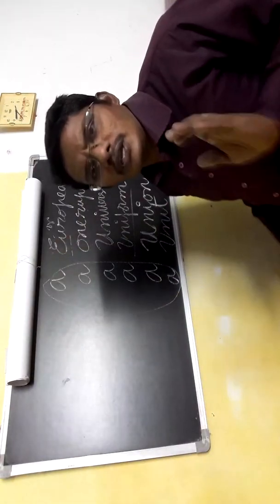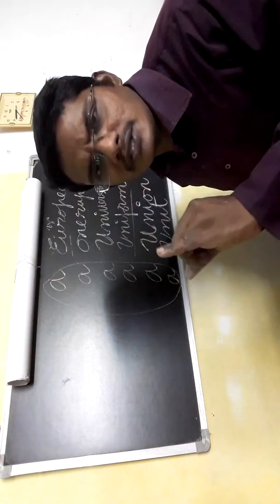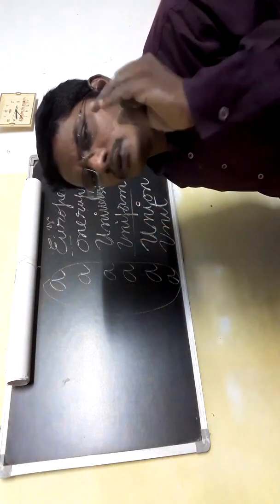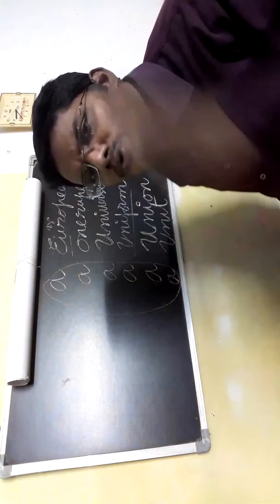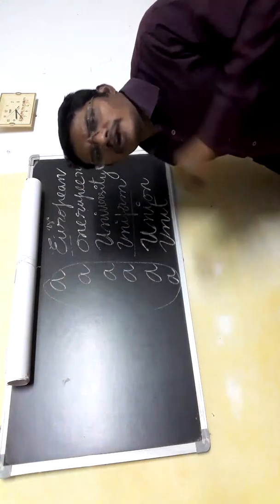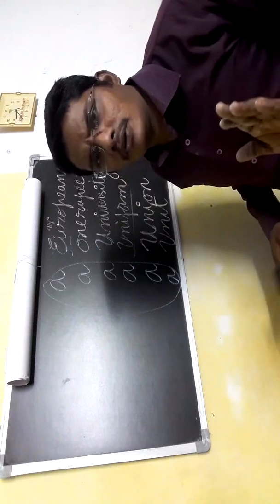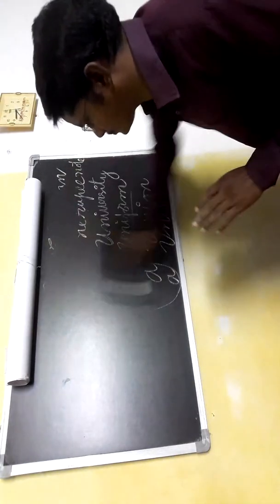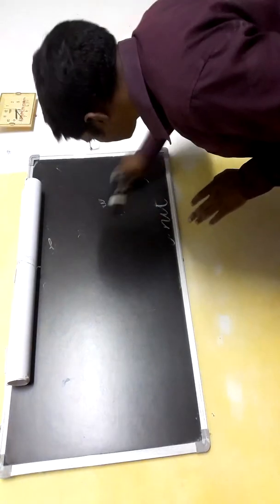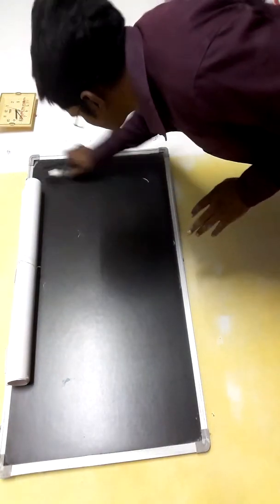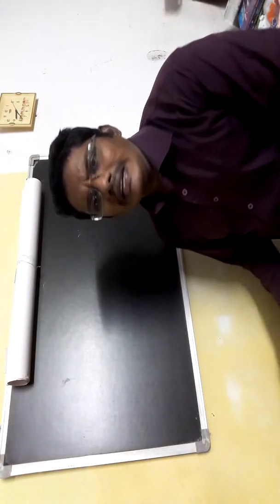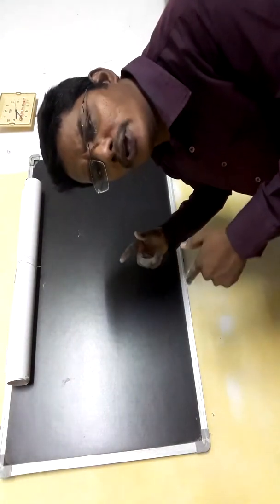We should use a before all these: university, European, unit, uniform, union. Before these words we have to use a. Able to follow? Yes. So in the next class we shall discuss the different article, the. Before going to that, we shall see this chart here.